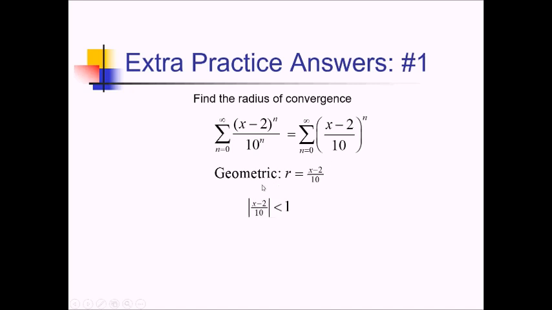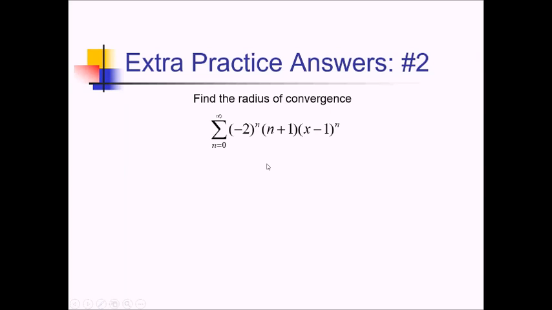And then we just need to get this to have x with a coefficient of 1. Once we do that, whatever's on the other side of this inequality is going to be the radius of convergence. So to get a coefficient of 1 on x, I just have to multiply everything by 10. So I can write absolute value of x minus 2 is less than 10. And then the radius of convergence is just this 10 here.